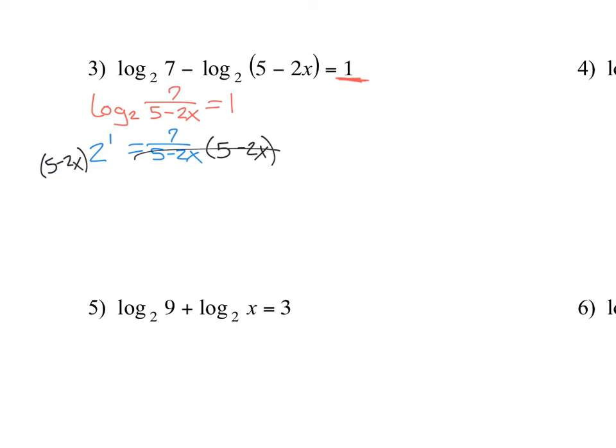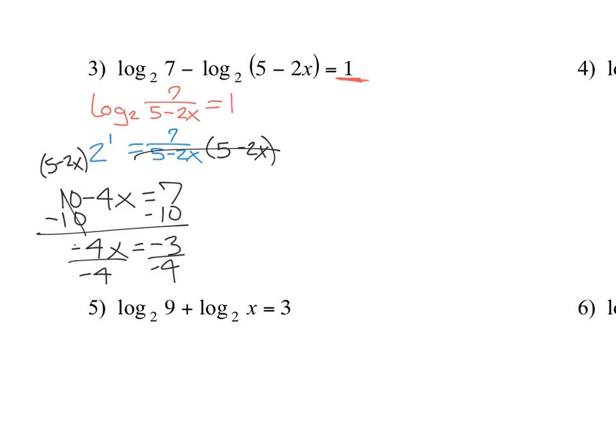What that does will cancel there. So I'll now distribute. 2 to the first power would just give me 2. So I'd have 10 minus 4x equals, then I'm left with 7 on the right side here. Subtract 10 on both sides. So I'd have negative 4x equals negative 3. Divide both sides by negative 4. So x equals, simplifying, 3 over 4.